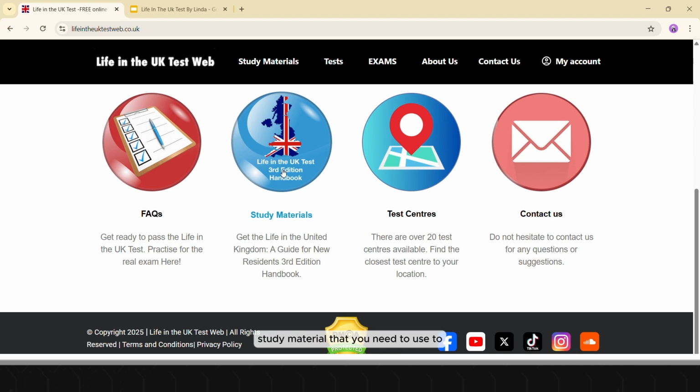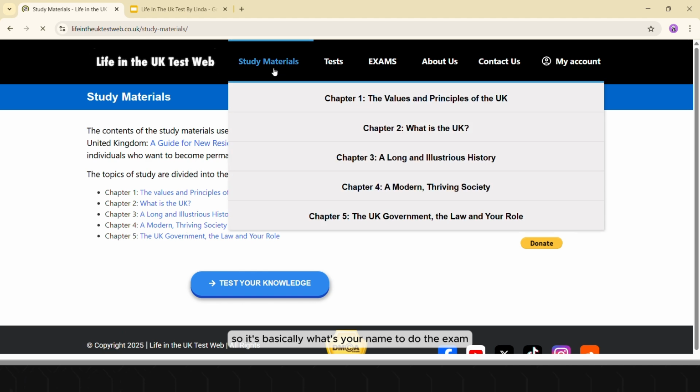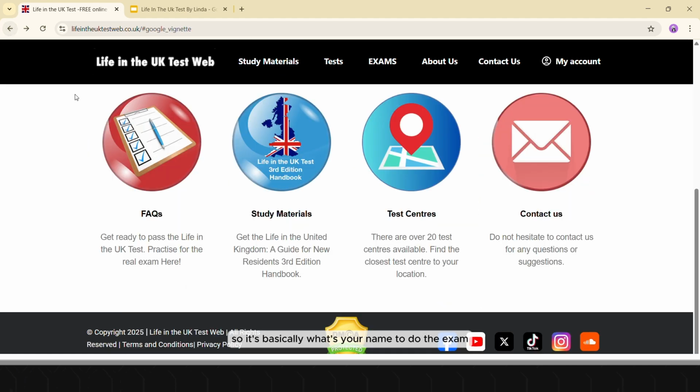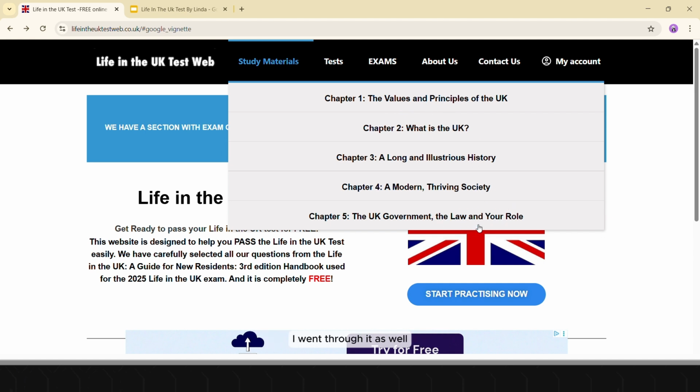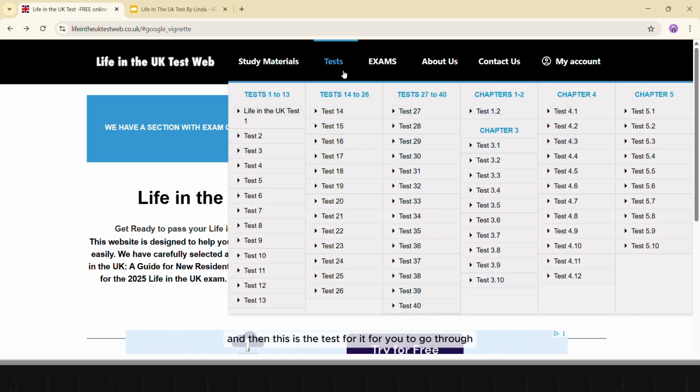I feel like this is the study material that you need to use to do the exam. So you can go through the study material, the values and principles, but I feel like these are a lot. There's so much content in it, really. But this one, I went through it, and this one too. It's easy to understand. These ones, I just glanced through. It took less than 5 minutes. And then this is the test for it, for you to go through. But all these are not important.